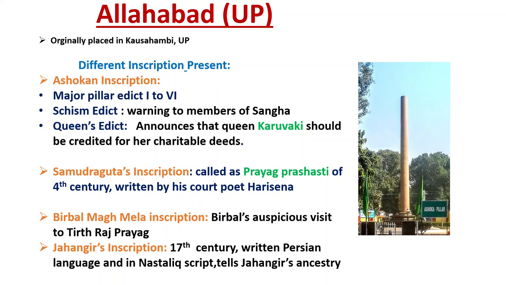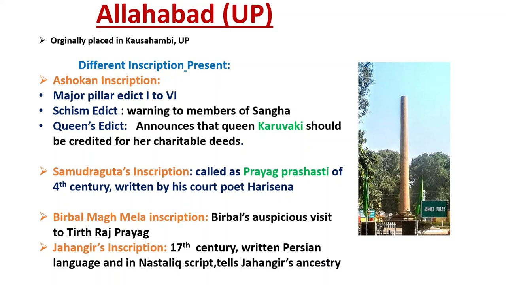Now we have the Allahabad pillar, which was originally believed to be placed in Kosambi, UP, and this pillar has a lot of inscriptions on it. It has the first Ashokan inscription, in which major edicts 1 to 6 are present, and there is the Schism edict, which is a warning to the members of the Sangha. Then there is the Queen's edict. It announces that Queen Karuvaki should be credited for her charitable deeds.